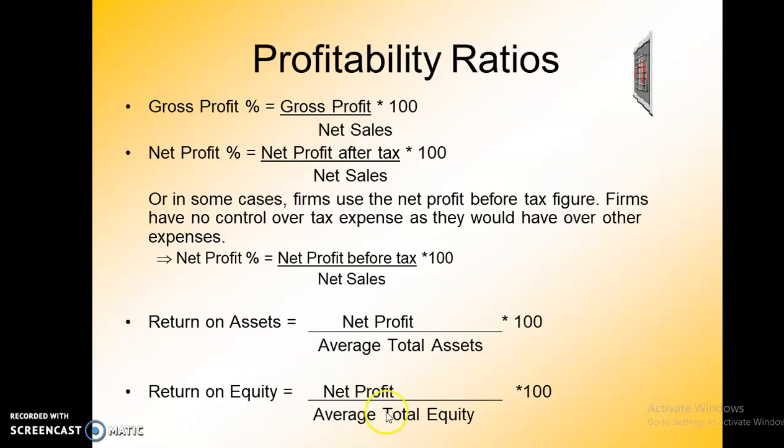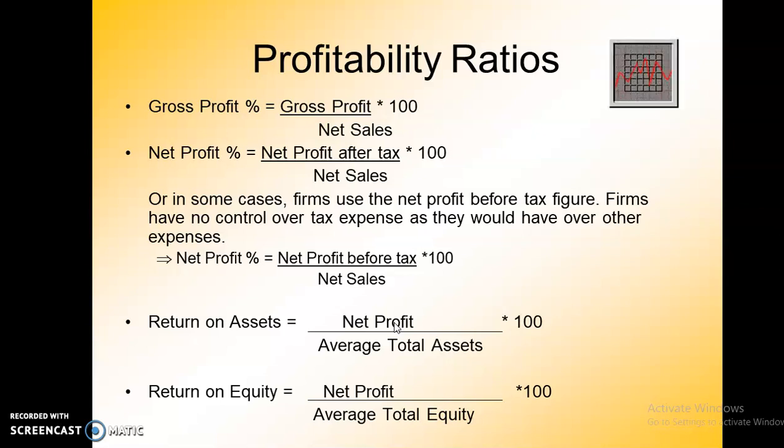And the third ratio is known as return on assets. This ratio tells, from the investor's point of view, if I put this much amount in the assets, how much return I will get from the asset. That ratio tells about the utilization of assets to generate profit.